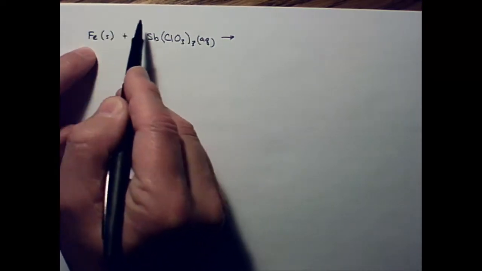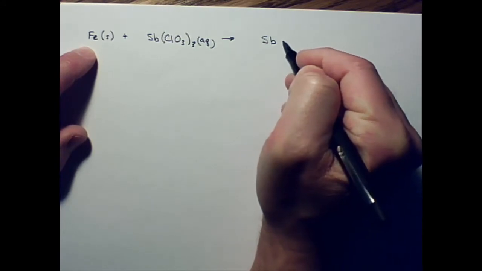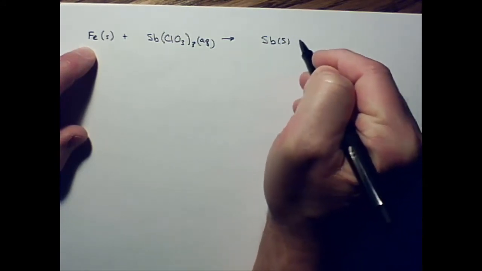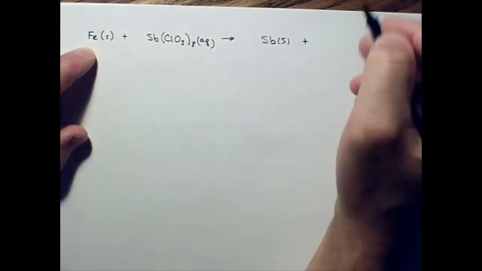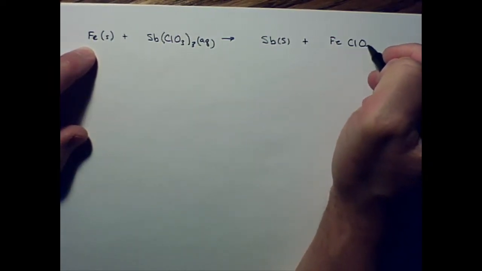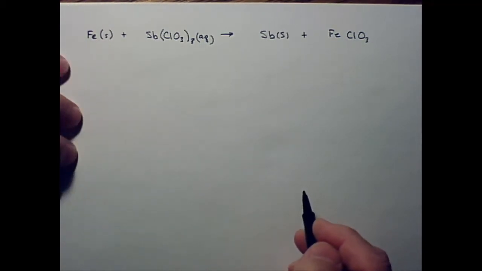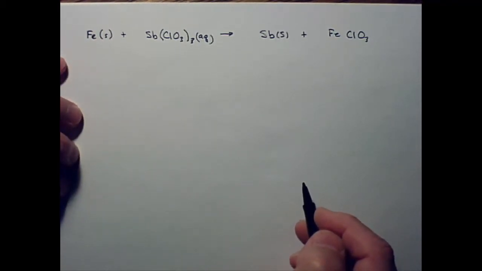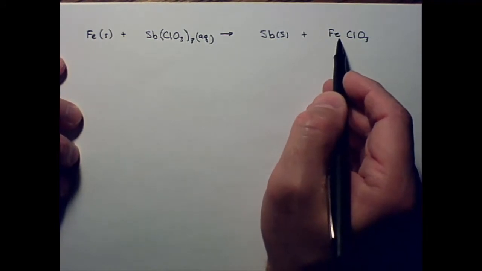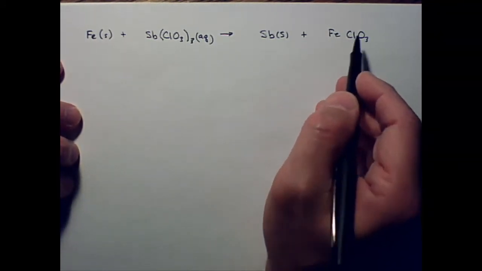So iron displaces antimony. That means antimony's by itself over here, and metals by themselves are solids. Iron's going to join up with the chlorate. We need to figure out which form of iron we're going to have, because iron has 2 potential oxidation numbers, and therefore 2 potential ions. Iron 2 is more active than iron 3, so what you're going to likely form here is iron 2.